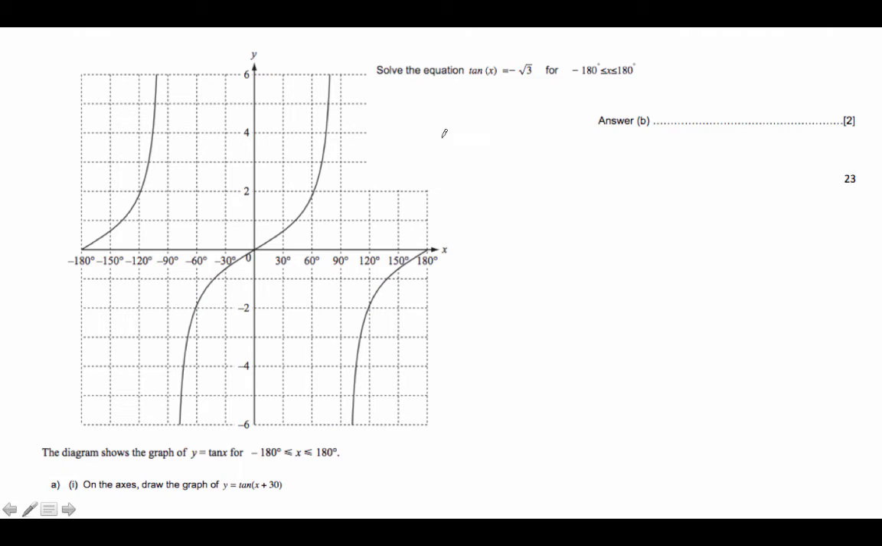For the last question on the test, we're asked to solve the equation tan x equals minus root 3 on the domain minus 180 to 180. If we leave that to one side for now, if we're trying to solve this, tan x equals minus root 3, well, if I'm trying to get the x on its own, the opposite of tan is tan to the minus 1, or inverse tan. And if you do inverse tan of minus root 3 on a calculator, then you're going to get one of the solutions, which is going to come out as minus 60.